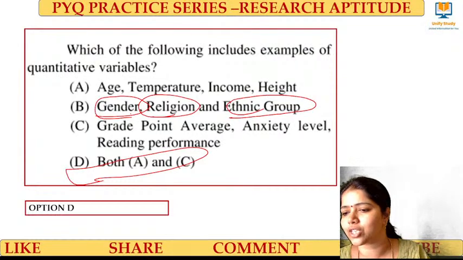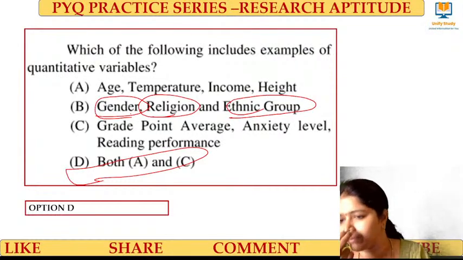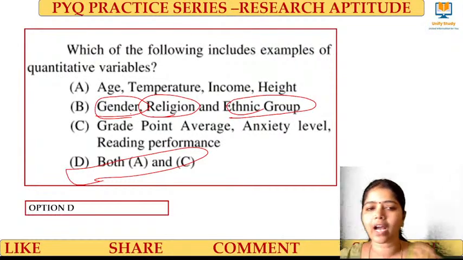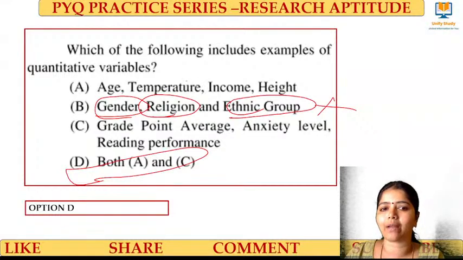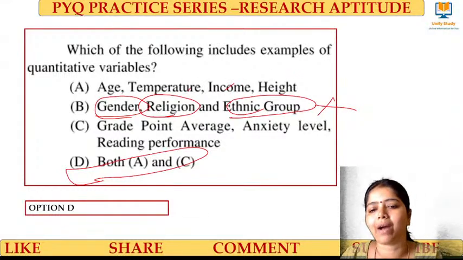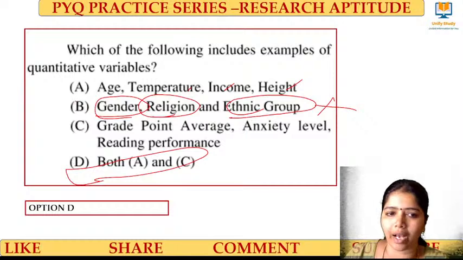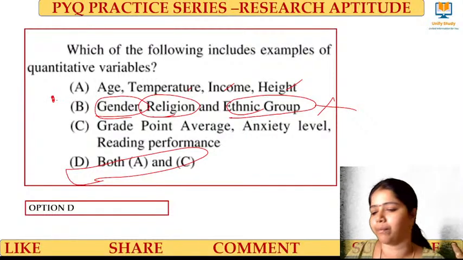Can we measure the gender? Can we measure the ethnic group? No, right? We can't measure. So option B will definitely not come. Then we go to A. Yes, we can measure the age, the temperature, the income, the height. So A is compulsory.